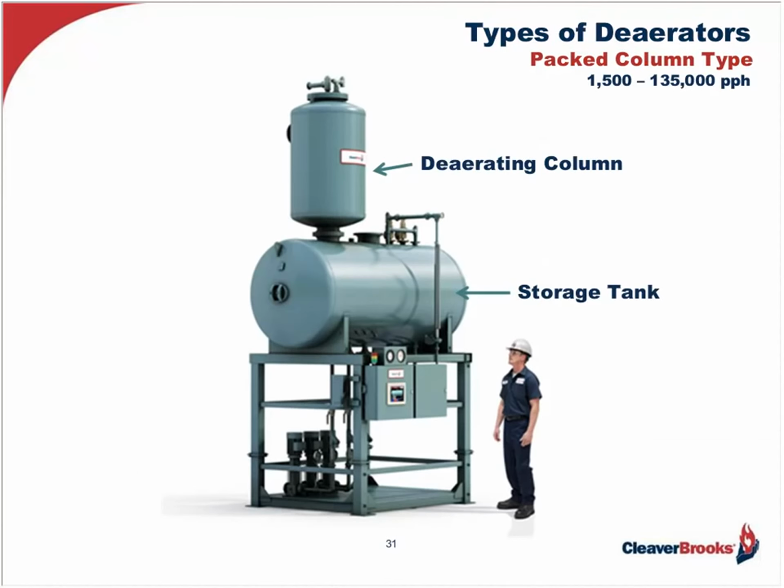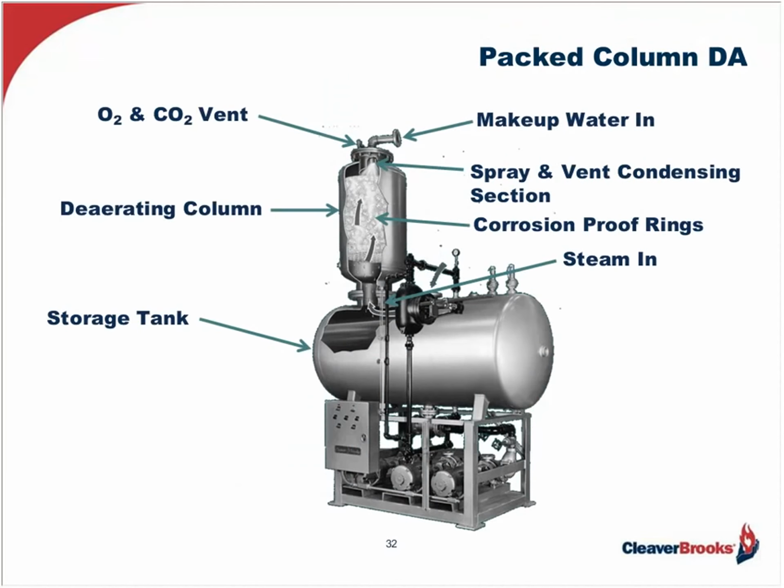The next type of deaerator that we want to consider is the packed column, with a typical capacity of 1,500 to 135,000 pounds per hour, and unlike the spray type, has 2 separate vessels, one for deaerating, which is the column, and one for holding the deaerated feed water, the storage tank below. And similar to the spray, it also is equipped as a complete package with the stand, the pumps, and the controls.